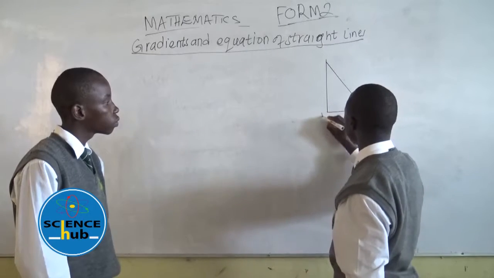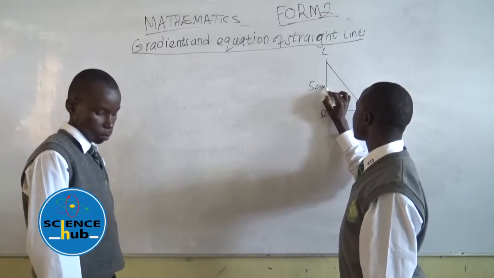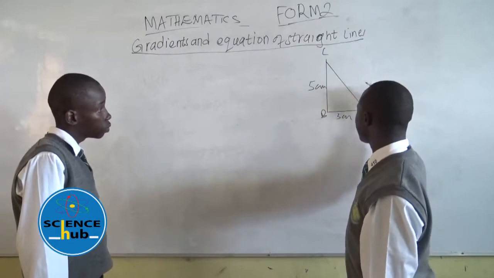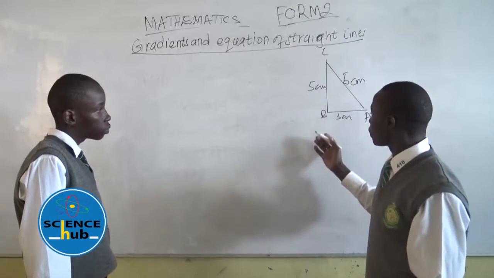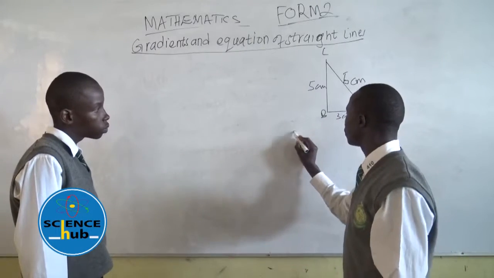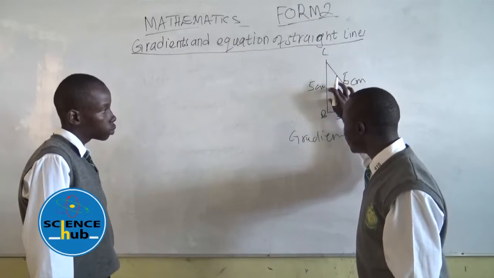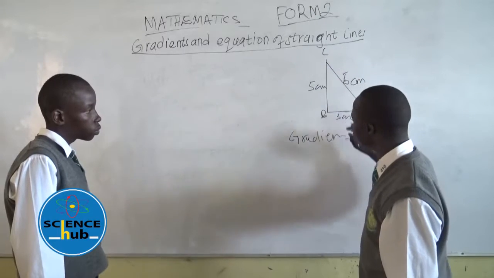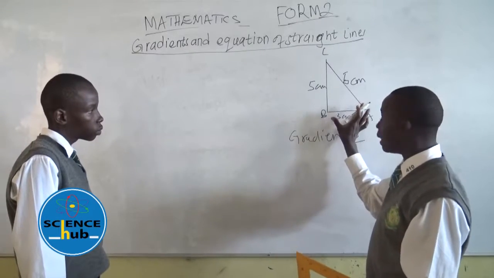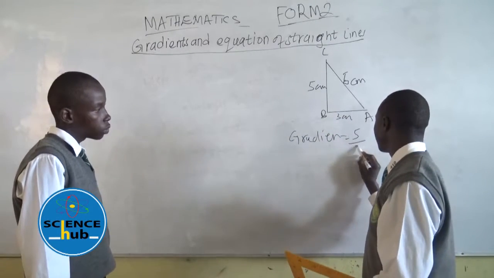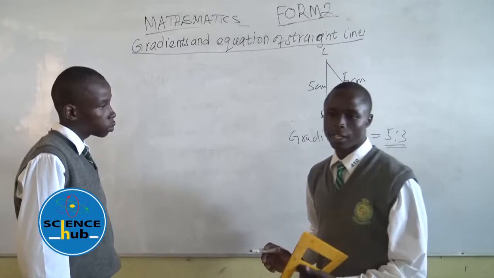this is the triangle A, B, Z. When you are given this triangle, take for example, the height is 5 centimeters, base is 3 centimeters, and maybe this hypotenuse to be 6 centimeters. Here, when we talk about gradient, as you have seen, the gradient is the ratio of the vertical distance to the horizontal distance. We take the vertical distance, that is 5, all over the length of the horizontal distance, that is 3. So the gradient is 5 to 3. That is the gradient of the line.